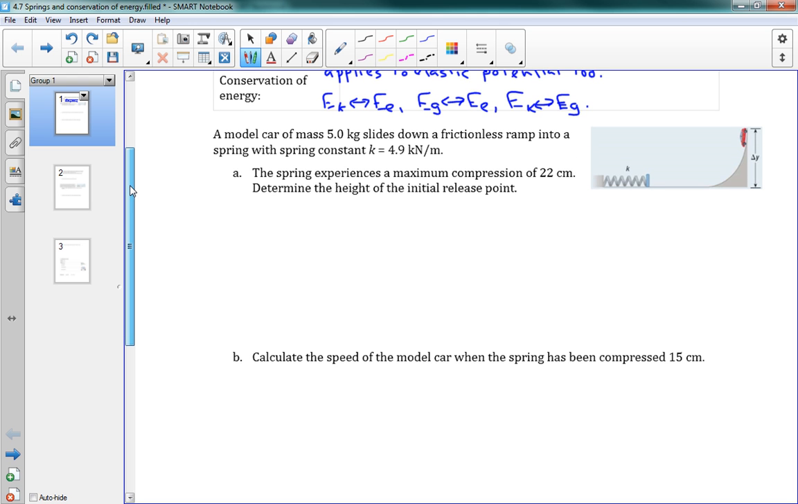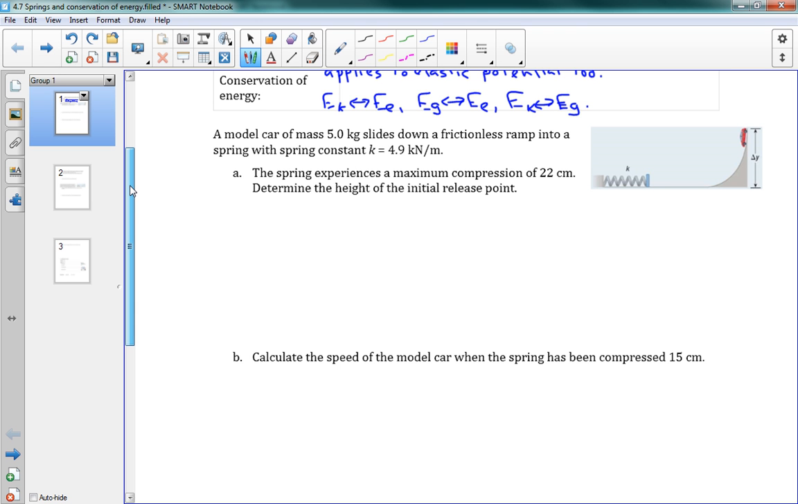So this first one says that a model car of mass 5 kilograms slides down a frictionless ramp into a spring with a spring constant of k equals 4.9 kilonewtons per meter. So part A says the spring experiences a maximum compression of 22 centimeters. We want to determine the height of the initial release point. And it might seem like we're not given a lot of information, but we're given everything we need.